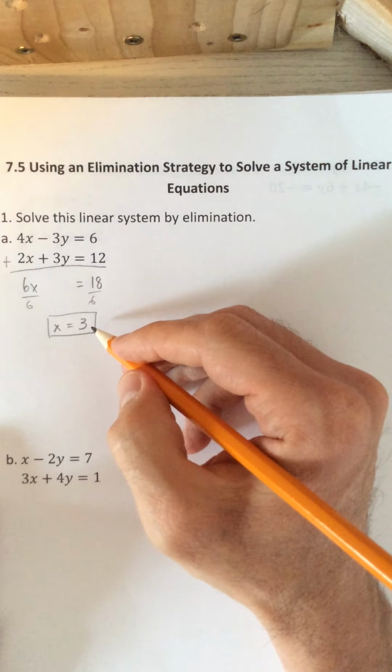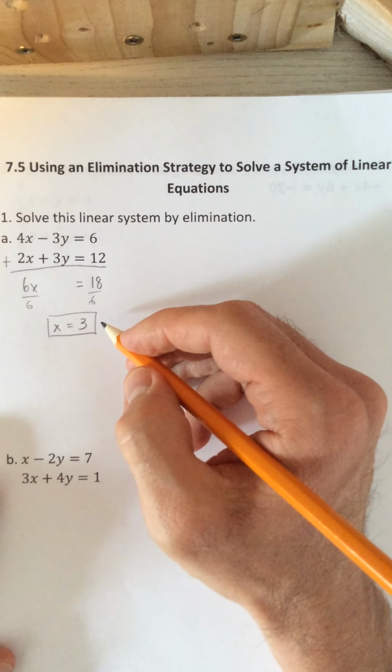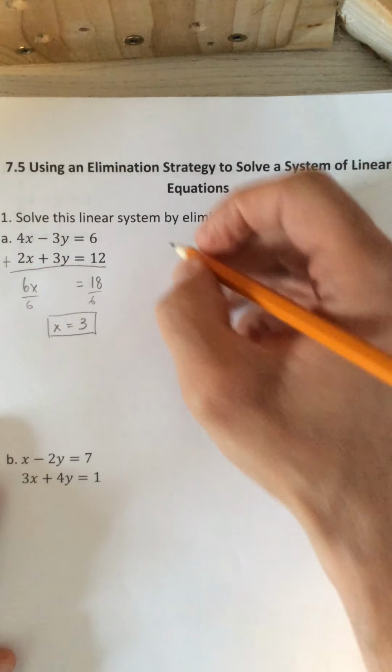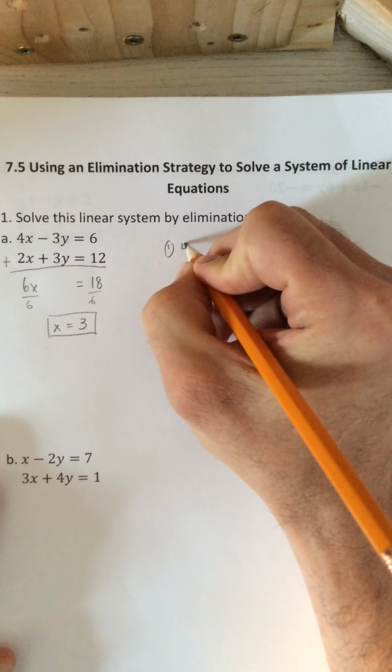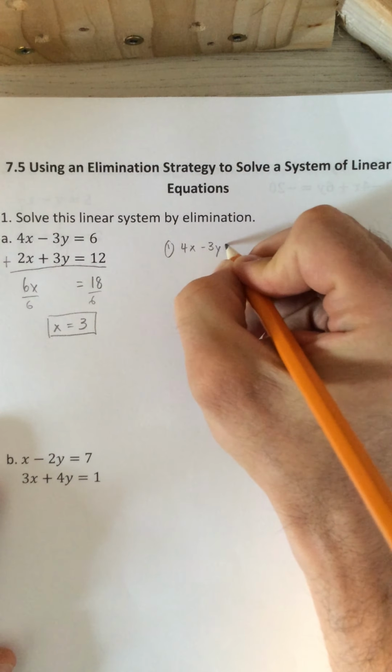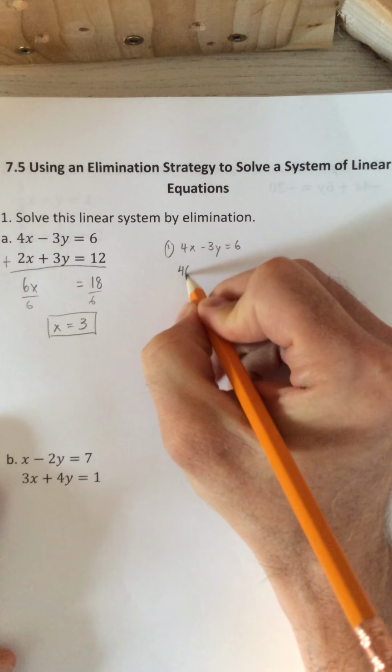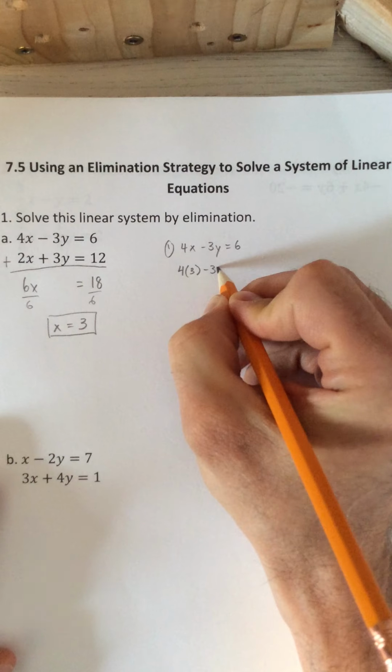Now this again is only part of our solution. We need to find the y value as well. So what we would do is go back to either one of these equations. I'll take the first equation, which was 4x minus 3y equals 6. And I'll substitute 3 in for x to find the y value.